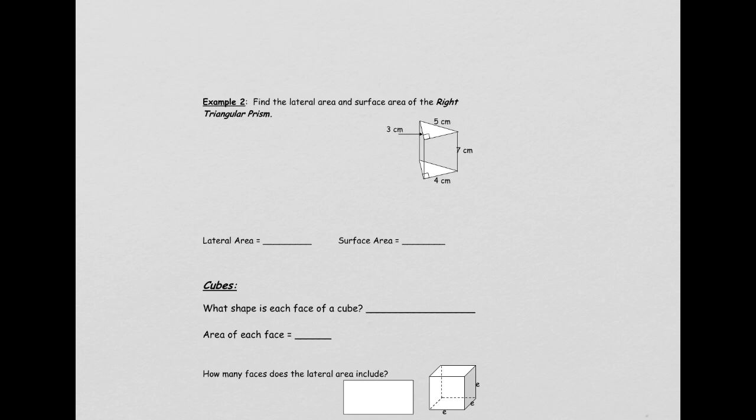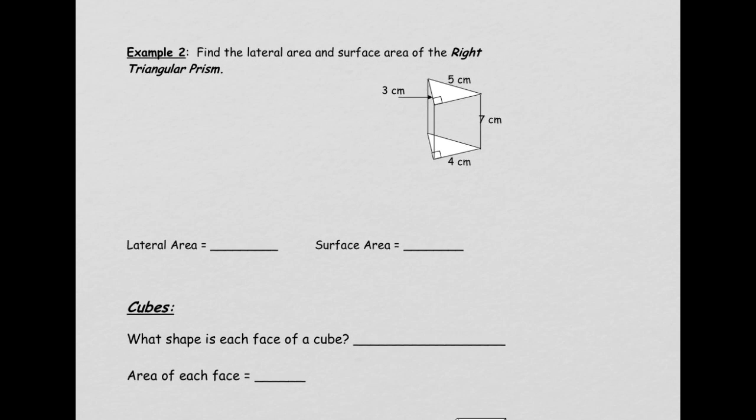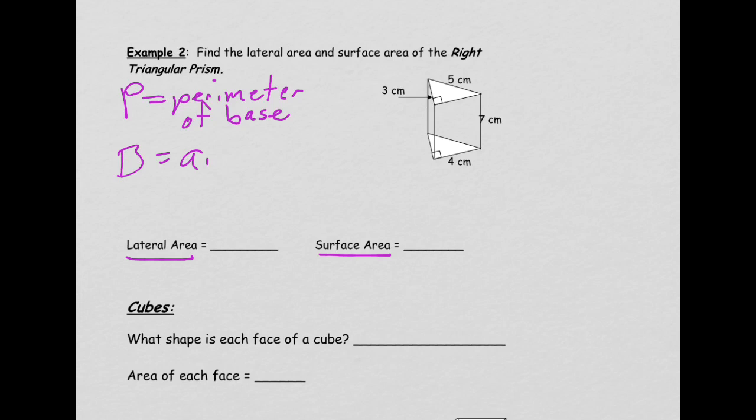Turn the page. Example number 2. I'm going to have you guys try example number 2. Here's a couple of things. We need our lateral area and we need our surface area. Remember, you're going to have to find the perimeter. Now, big P equals the perimeter of the what? Of the base. And big B equals what? Area of base.